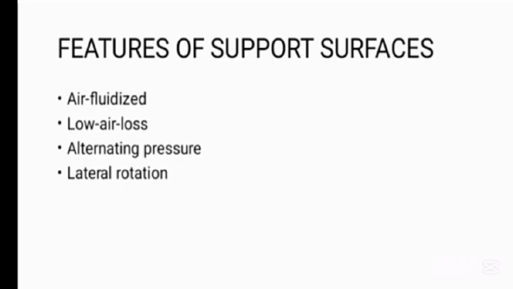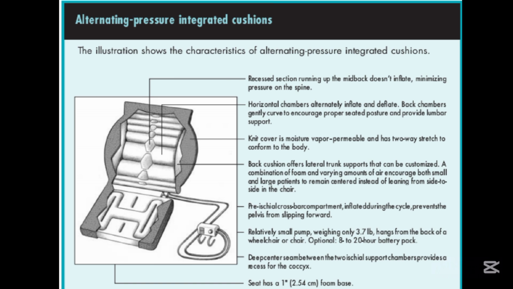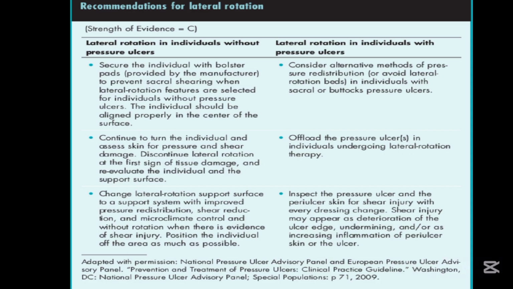Now, what are the features of support surfaces? Number one is air fluidized, low air loss, alternating pressure, and lateral rotation. These important points are the features of support surfaces. As you have seen in the diagram, these are the important features and their functions. So what are their functions? Pause the video and clear your mindset.